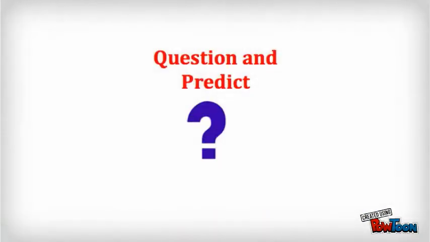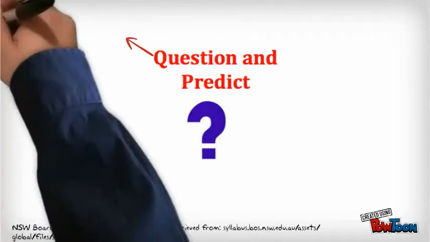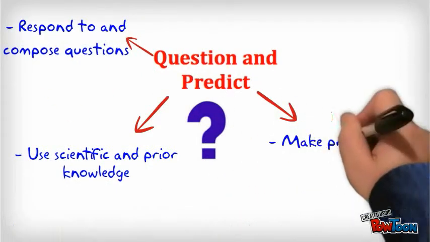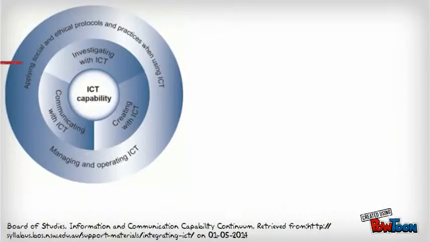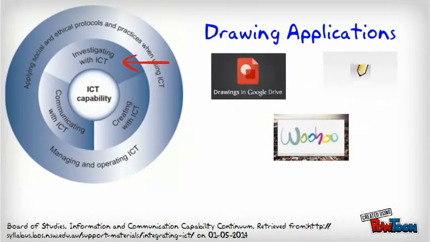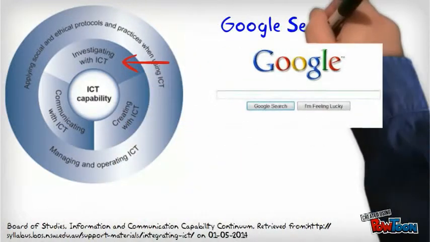The first step of working scientifically is to question and predict. Students need to respond to and pose questions, use scientific and prior knowledge, and make predictions. Investigating with ICT: students can use drawing apps and colour coding to record text and graphics of what is known and what needs to be investigated.